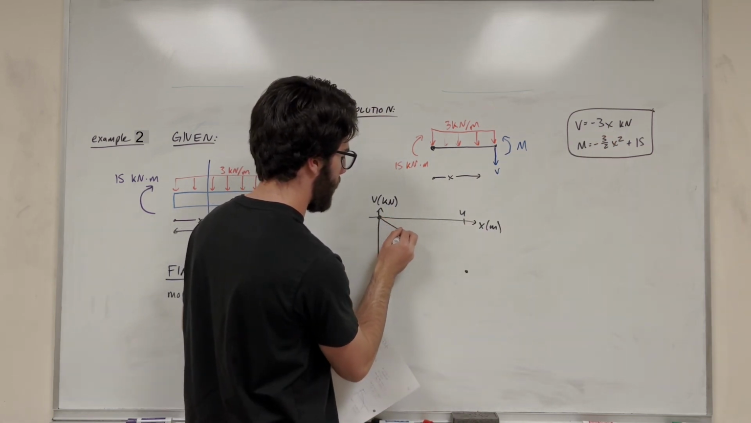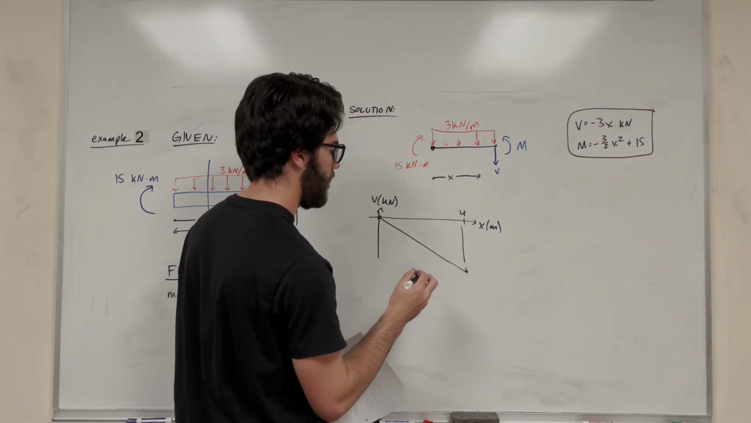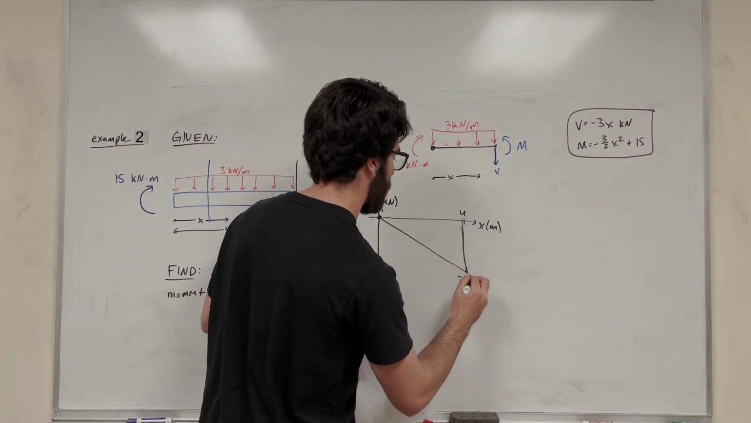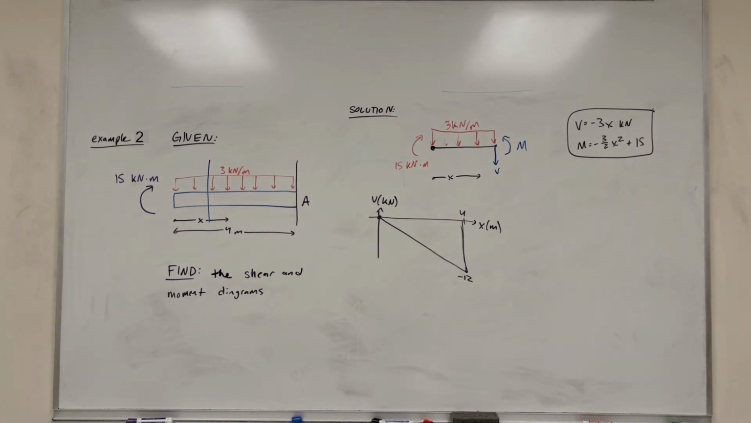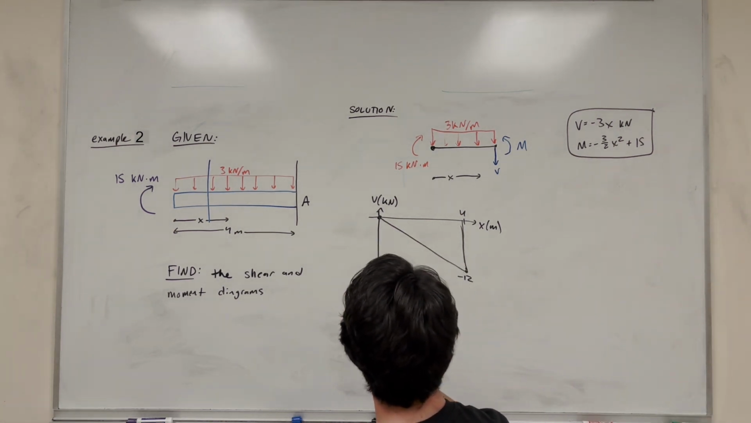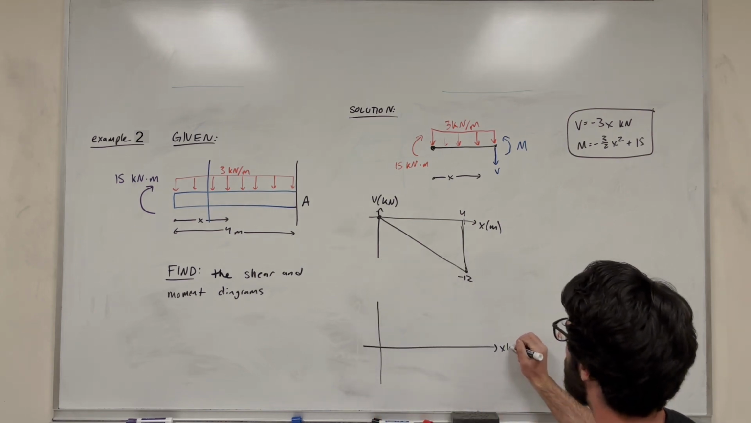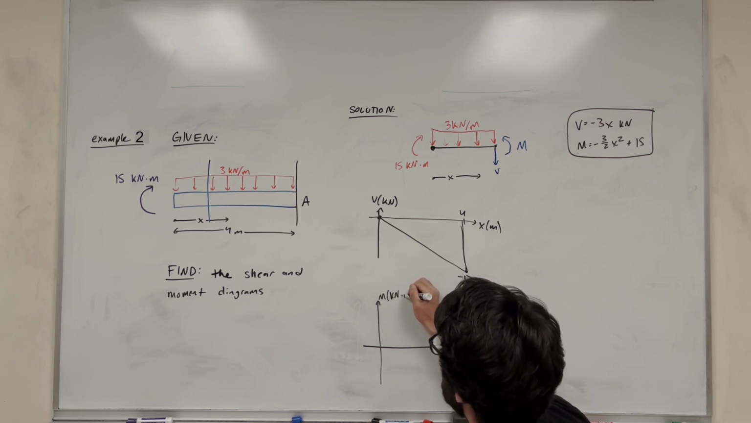It's going to be a linear line to here, and then of course it's going to bounce back up to 0 as we hit that wall. So this is going to be negative 12. That's our shear diagram. Now let's draw a moment diagram. This is x in meters again. This is moment in kilonewton meters.